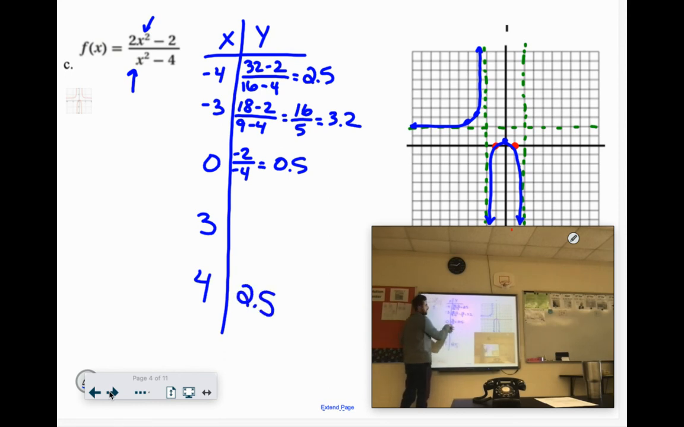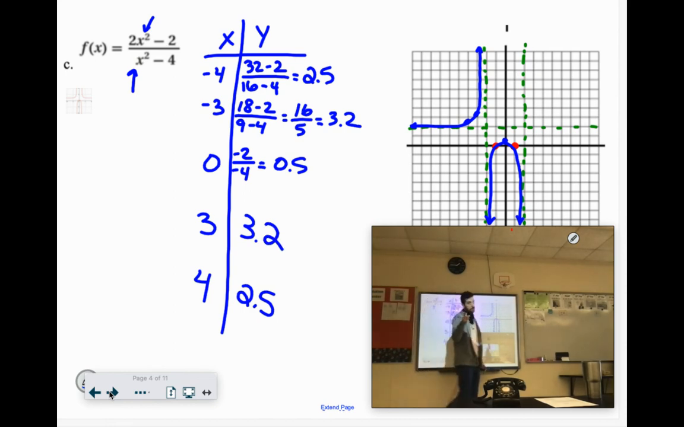Same thing with 3 and -3. It's going to come out to 3.2. If you don't believe me, substitute it in yourself and check it. But again, once you square it, they become positive, and all the operations beyond that are the same. So we have 3, 3.2, we have 4, and 2.5. Cruise along the asymptote. That's our graph. That is wild. That is bananas.